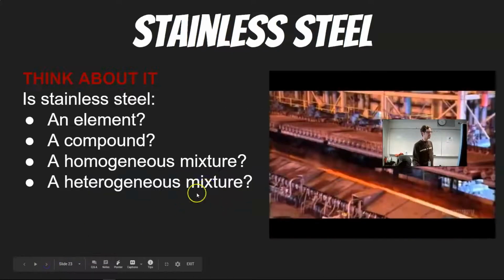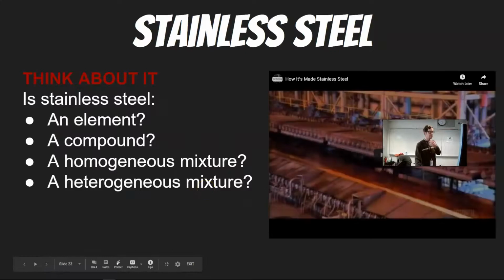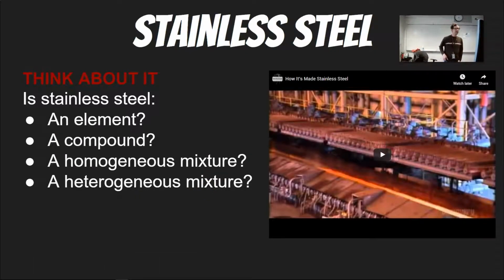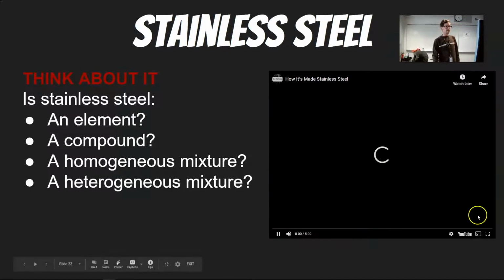Okay, and now for another example, stainless steel. I love this one. So in this video, you're going to watch how stainless steel is made. Stainless steel is an incredibly common material. That means that you don't have to eat off of a rusty fork anymore, because before stainless steel was developed, it was all maybe iron at best, or wood, or something like that. So think about it. Is stainless steel an element, a compound, a homogeneous mixture, or a heterogeneous mixture as this video plays?